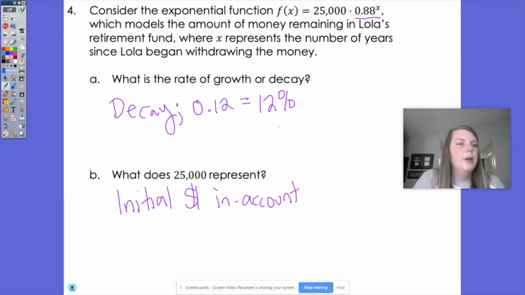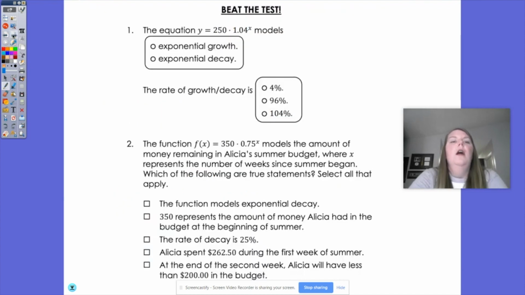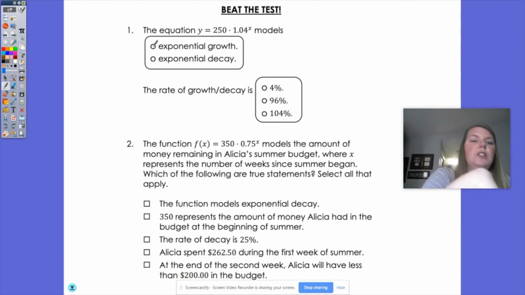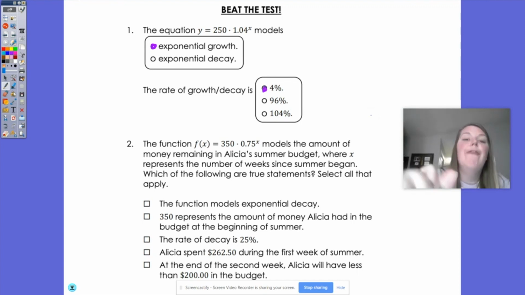All right, let's look at one more question. The equation 250 times 1.04 to the x models, what is it, growth or decay? Well, 1.04 is bigger than 1, so it's going to be growth. And the rate of growth here, 1.04 minus that 1 would give us a growth rate of 4%. Because we want to know the difference between 1 and that number.